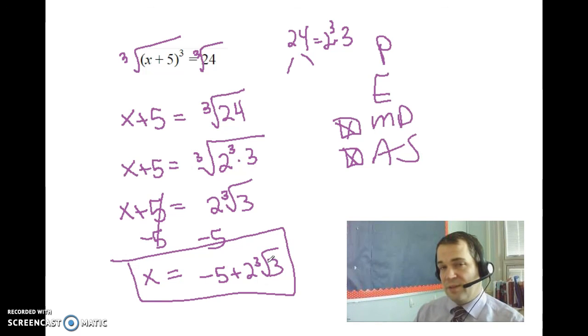And that'll be my final answer. I don't want any decimals. I'm only going to combine things if they're alike. It's going to look like that. It's going to be good.